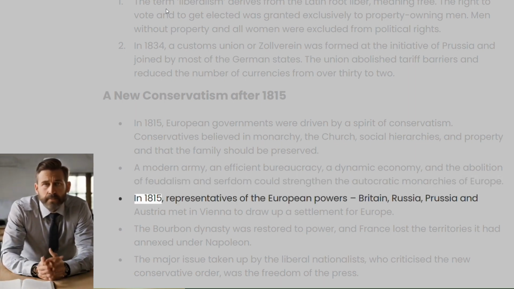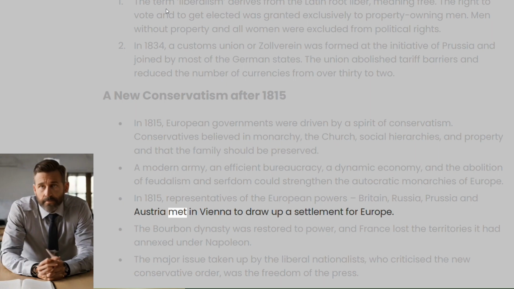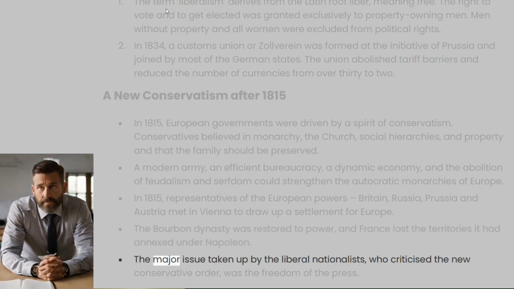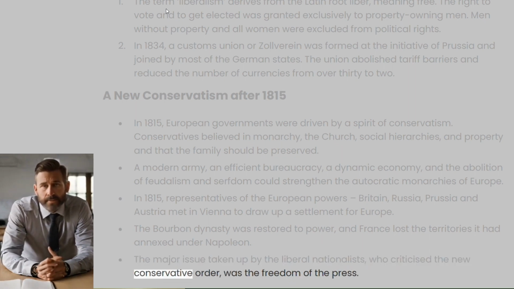In 1815, representatives of the European powers, Britain, Russia, Prussia and Austria met in Vienna to draw up a settlement for Europe. The Bourbon dynasty was restored to power, and France lost the territories it had annexed under Napoleon. The major issue taken up by the liberal nationalists, who criticized the new conservative order, was the freedom of the press. The revolutionaries.